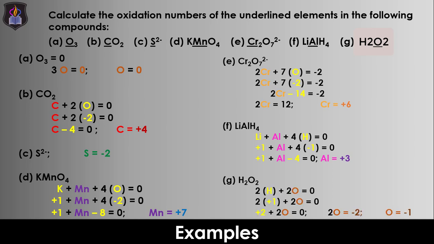And lastly, in H2O2, we apply rules 3 and 5 to determine the oxidation number of oxygen. Since it is not a metallic hydride, the oxidation number of hydrogen is +1, and solving for oxygen, we obtain -1 as its oxidation state. This is absolutely correct because the compound is hydrogen peroxide, which is a peroxide.